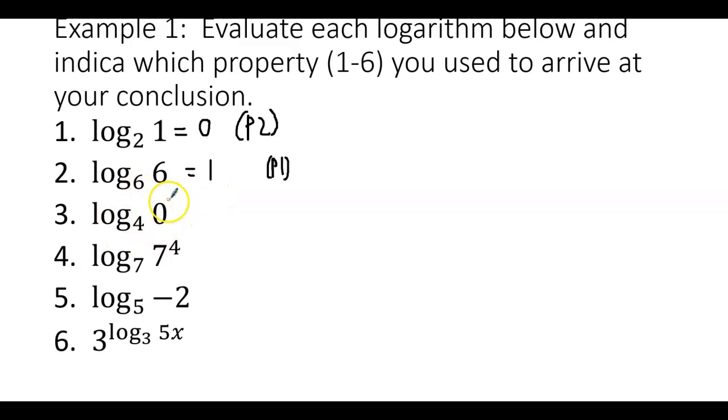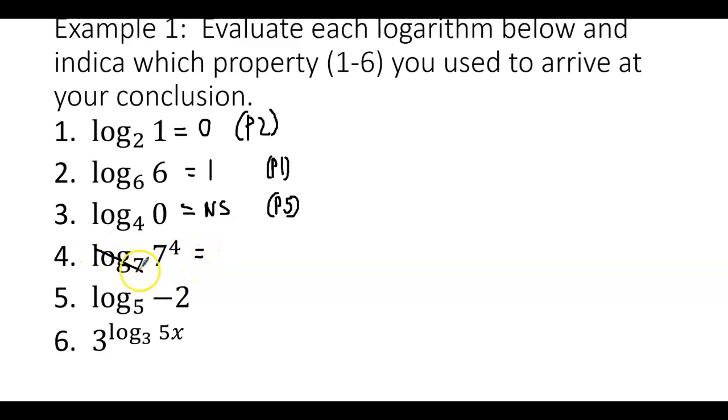Let's take a look at this one. This one I've got a 0 here. And according to property number 5, if you take a look back at your property number 5, you'll see that there's no solution for such a thing. Logarithms always have to have a positive number here. They can't have a negative. All right, let's take a look at this one.